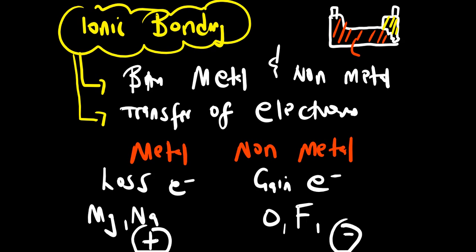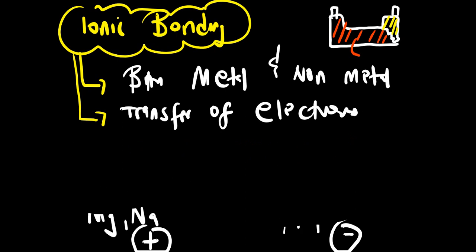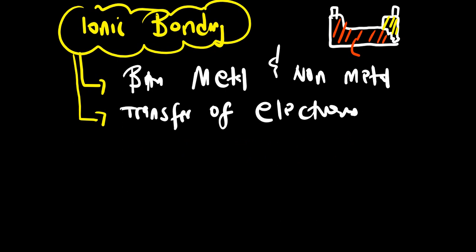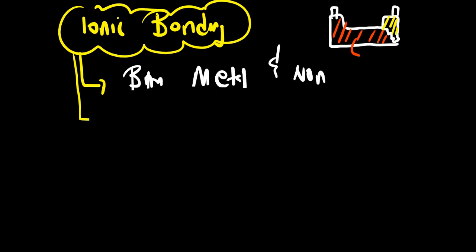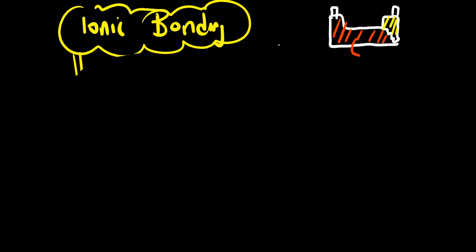Now what happens when you react a metal and a non-metal? Let's use the same analogy. Say the metal is magnesium, and we are reacting it with fluorine. When you are reacting metals with non-metals, you are supposed to consider what we call valency.